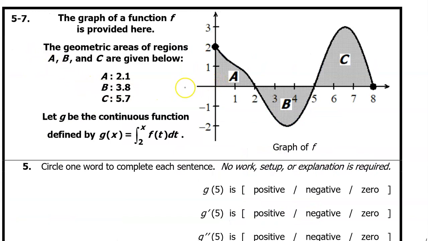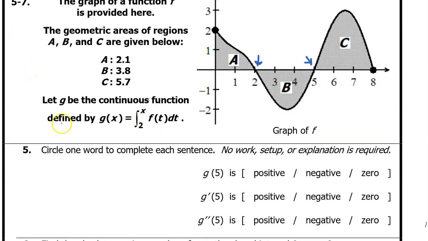For problems 5 through 7, we are given the graph of function f with geometric areas as shown. We also have the integral defined function g of x shown here. For number 5, we need to write one word to complete each sentence. So g at 5 is positive, negative, or 0.